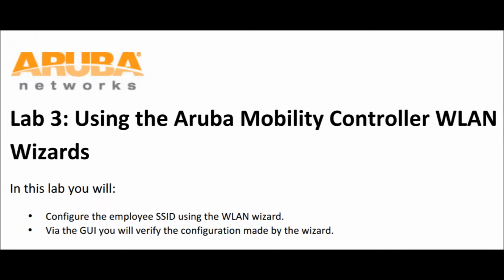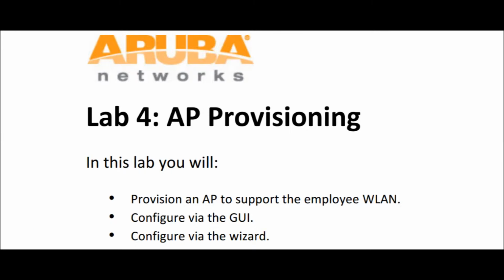Many steps that were necessary to implement Lab 3 fulfilled the primary purposes of 1. Configuring the employee SSID using the WLAN wizard, and 2. Verifying the configuration made by the wizard via the GUI. In Lab 4, our team had the responsibility of provisioning our access point. We needed to provision the AP to support the employee WLAN, configure it via the GUI, and then also configure it via the wizard.